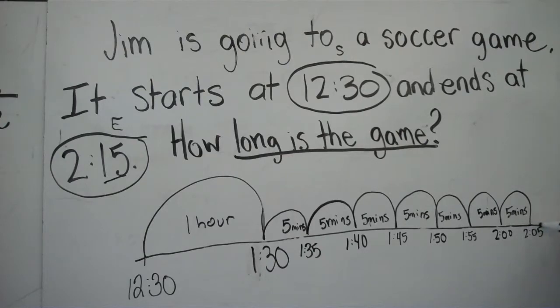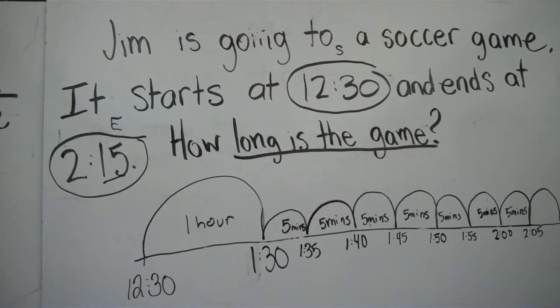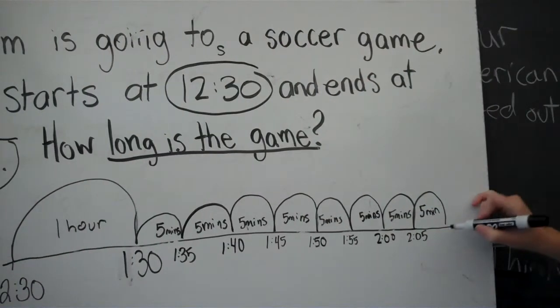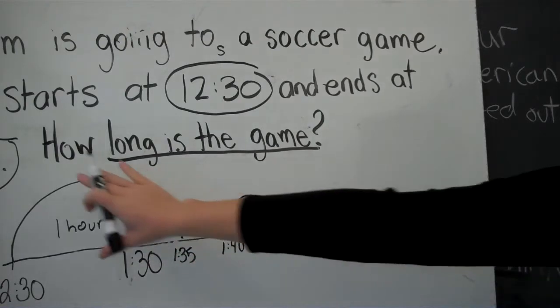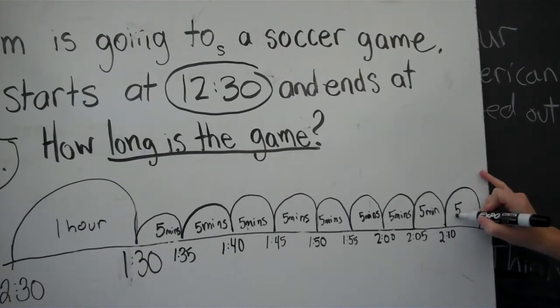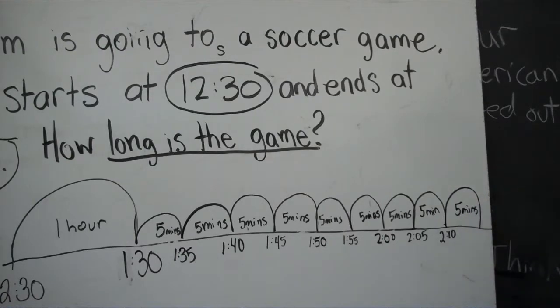Got to keep going, make my line longer. Another 5 minutes. And I'm going to get to 2:10. Still going because I'm not to 2:15 yet. And another 5 minutes is 2:15. Okay, so now I'm at 2:15. My end time is 2:15.